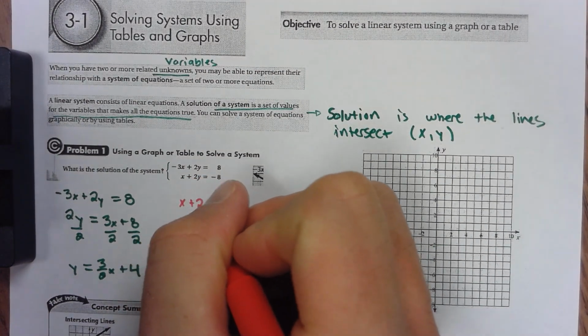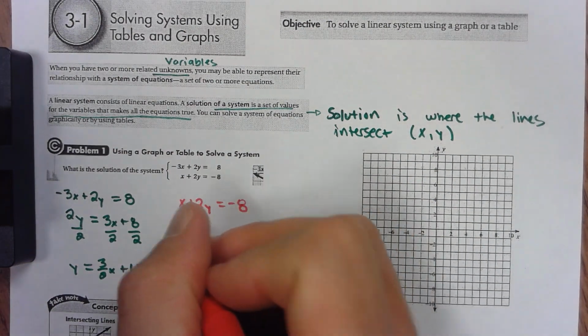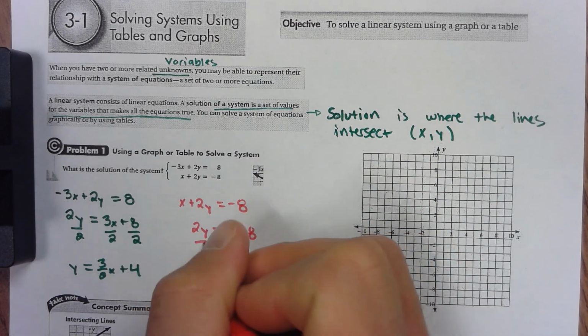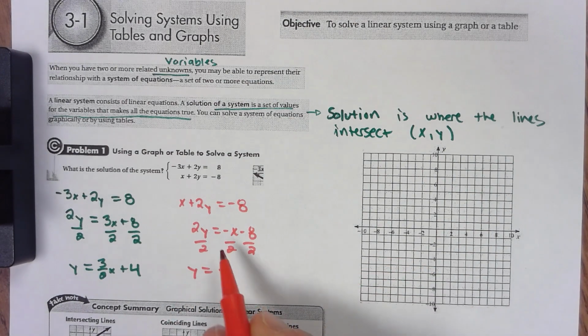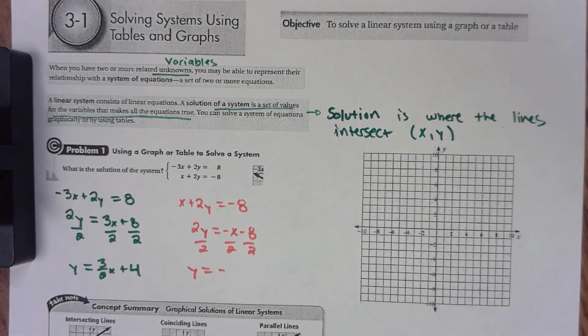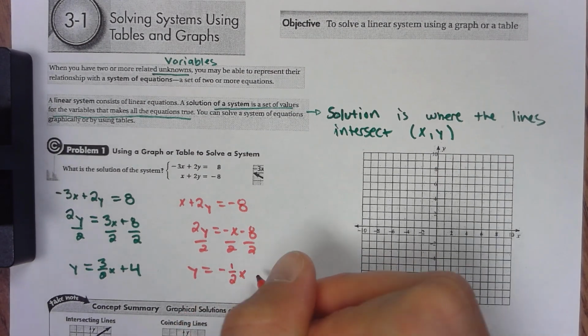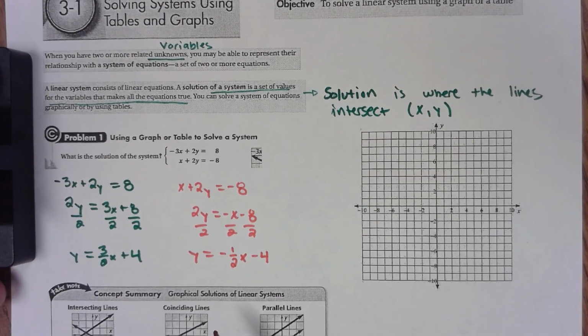x plus 2y equals negative 8. Again, I'm trying to get y by itself, so I'm going to subtract x. So 2y equals negative x minus 8. Divide by 2, divide by 2. I get that y equals negative x over 2. The better way to write that, especially when we have to graph, is negative 1/2 x minus 4. That way it's much easier for us to identify the slope.